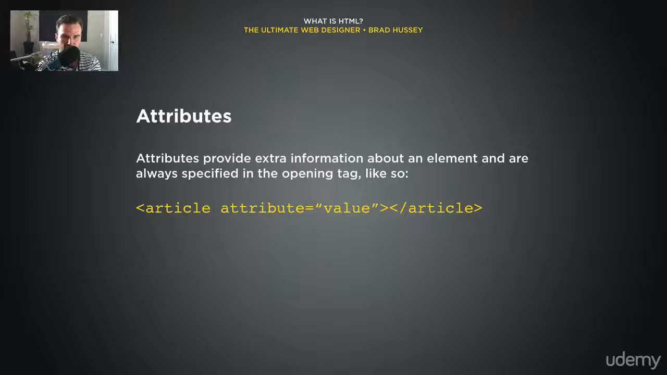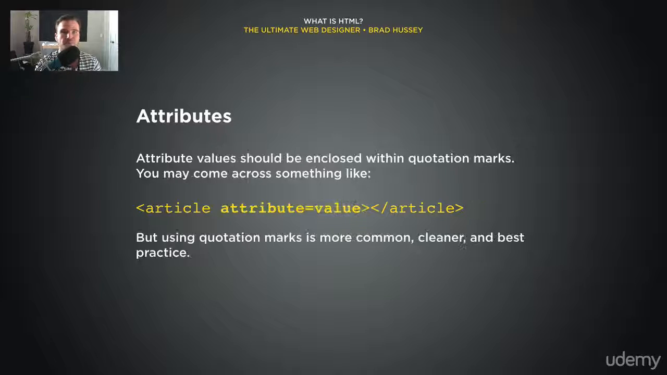Attributes provide extra information about an element and are always specified in the opening tag, like so. We have our article tag, and there's an attribute with a value. And we'll get further into what attributes and values are later, so don't let it confuse you too much right now. It's actually quite simple. Attribute values should be enclosed within quotation marks like you just saw.